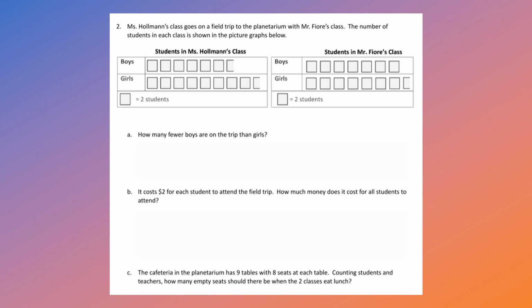Anytime you have a picture graph, you always look for the key first because I need to know what those pictures mean, okay? What number are they equal to? What unit am I counting by? All right, so when I take a look at the key, I notice that each square is 2 students, which means those are units of 2.